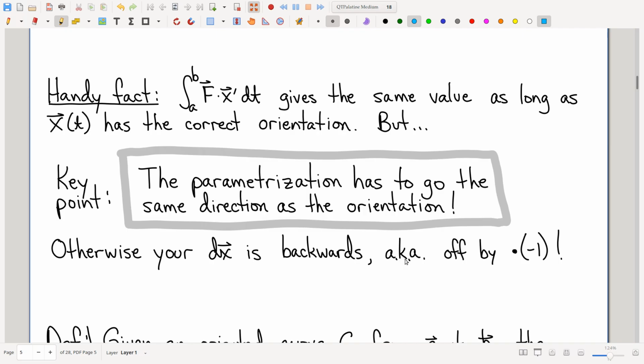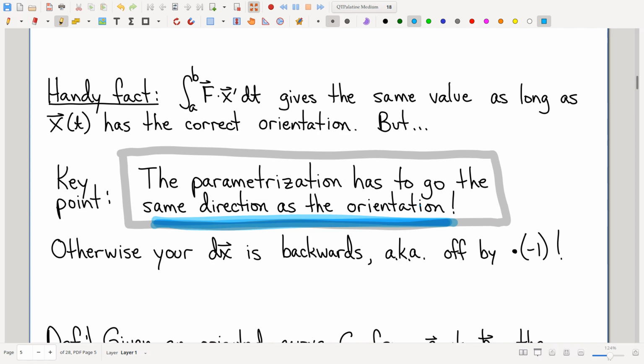Not so for vector line integrals. For vector line integrals, remember, we're not parameterizing a curve. We're parameterizing an oriented curve. Your parameterization has to go the same direction as the oriented curve. Otherwise, you're going backwards. Is everybody good?